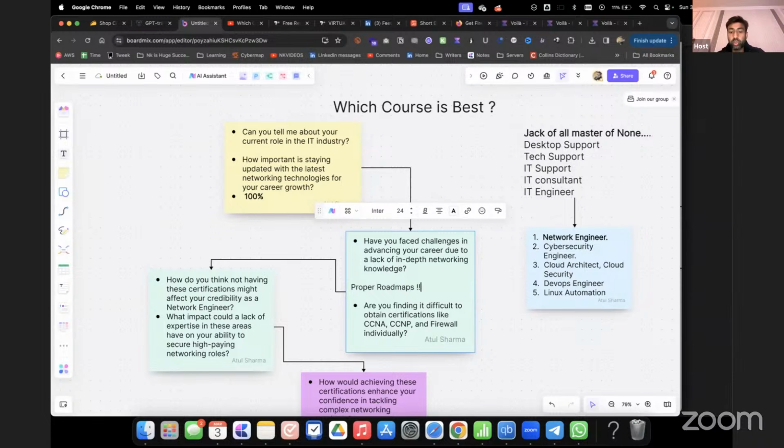So you do not have the proper roadmaps that if I want to get into the network domain, or if I want to get into the cyber security domain, cloud security domain, then at least I should have a proper roadmap for myself. Okay, if you go to Google, there are plenty of roadmaps, but that is not for you. And maybe in my previous live session, I have already told you how you can create your own roadmaps.